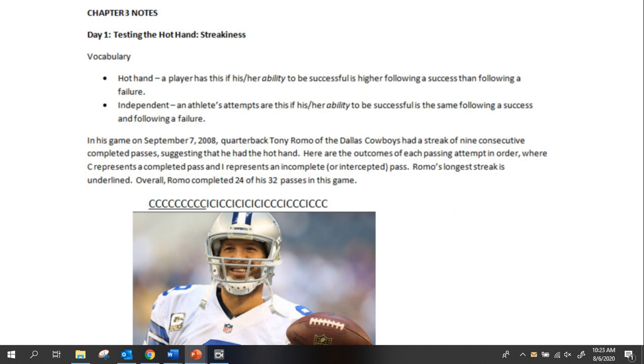In his game on September 7, 2008, quarterback Tony Romo of the Dallas Cowboys had a streak of 9 consecutive completed passes, suggesting that he had the hot hand. Here are the outcomes of each passing attempt in order, where C represents a completed pass and I represents an incomplete or intercepted pass. Romo's streak is underlined. Overall, Romo completed 24 of his 32 passes in this game.